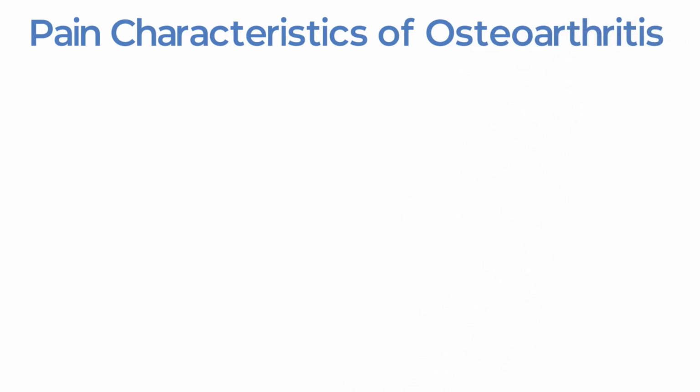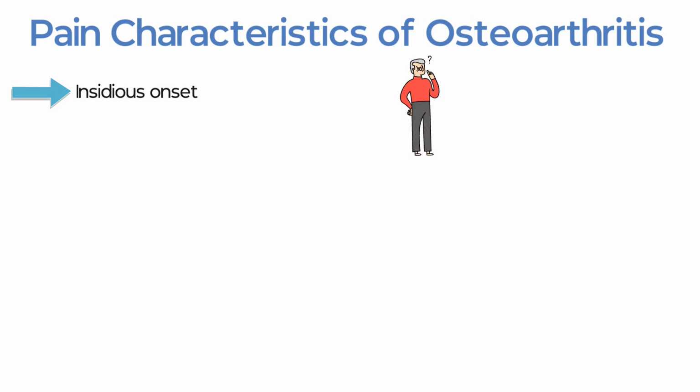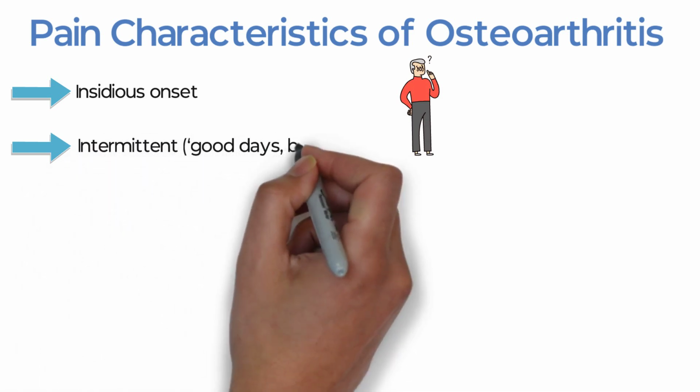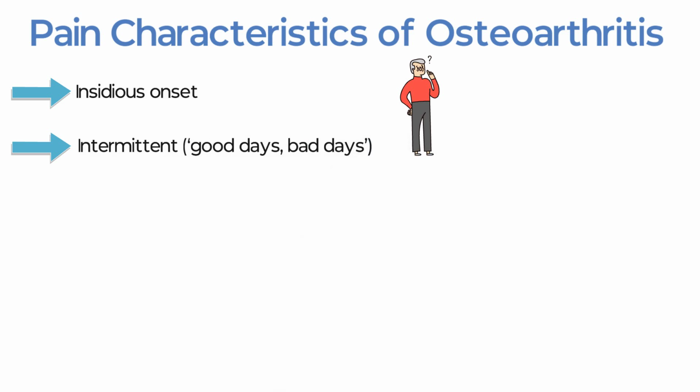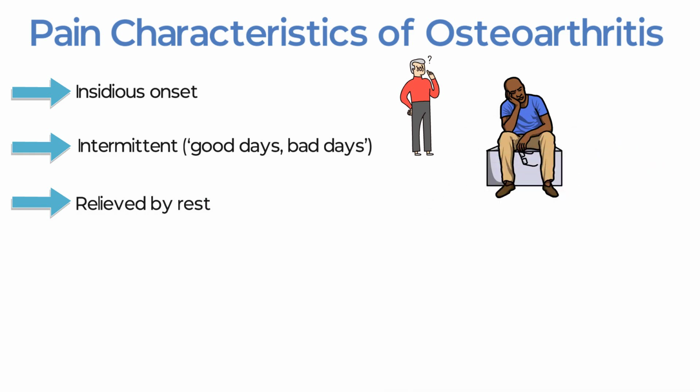The pain in osteoarthritis has certain characteristics. It is insidious, that is, it has an onset of over months or years. It has variable presentation. It can present with intermittent nature. That is, there can be good days and bad days in terms of pain. Also, it mainly relates to movement and weight bearing. That is, it is relieved by rest, which makes it different from rheumatoid arthritis.